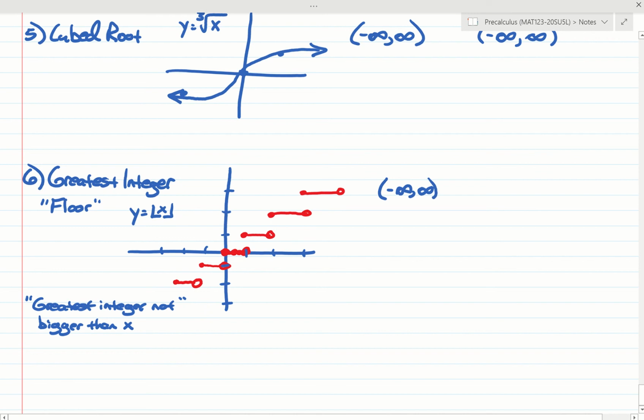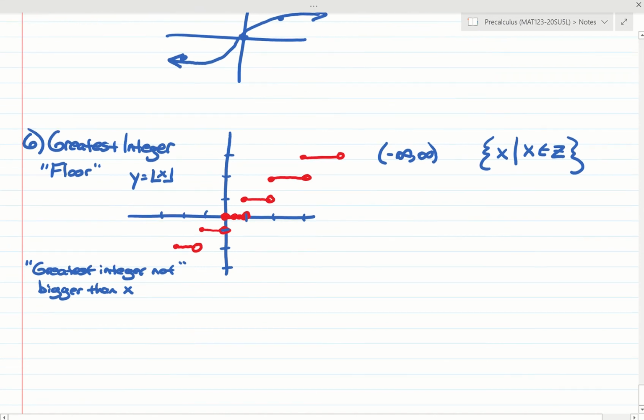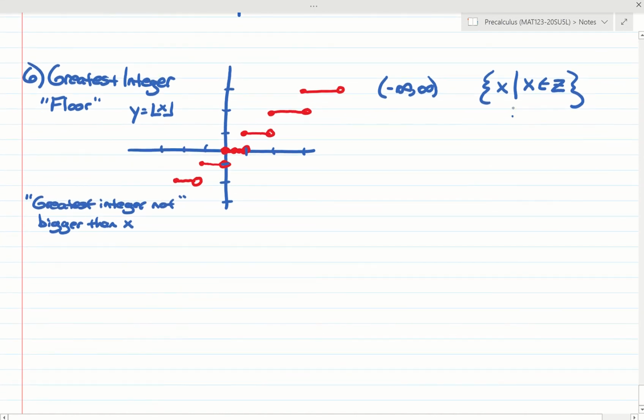So for the range, you're not going to be expected to know how to do this, but let's just say the range is the set of x values such that x is an integer. That's technically how you would write it. We talked about those symbols. Remember, this just means such that. Z means integer. And this kind of E, you draw it like a C and then you put a line through it, it's Greek. This means element of.